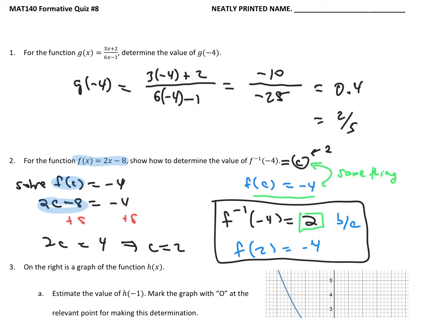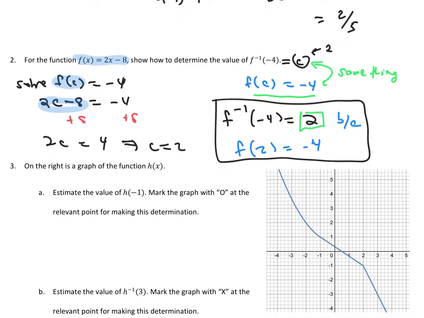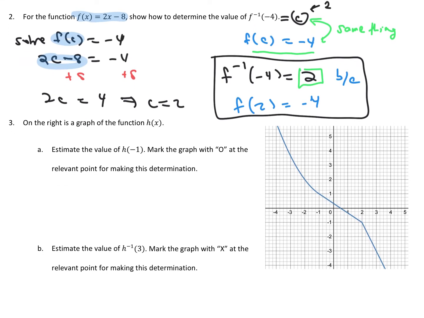Okay, so in the graph problems, the most common thing that people did here was a lot of people knew what points I was talking about, but they forgot what the actual question was. The question here in both cases is to give a value of a function. So we're going to estimate a value of the function, and our explanation for it is going to be a mark on the graph.